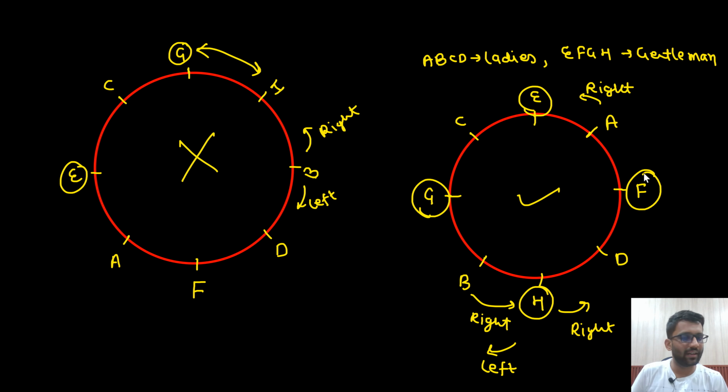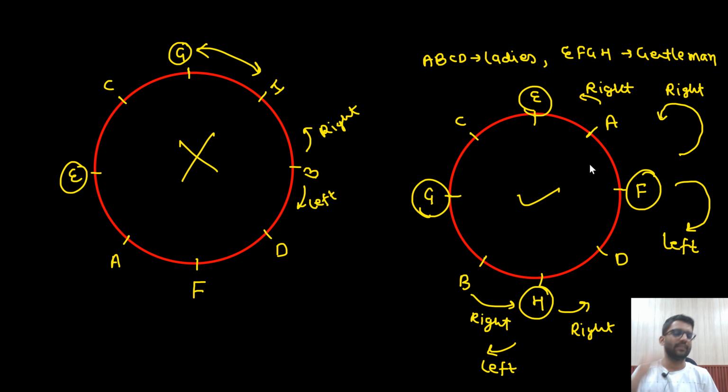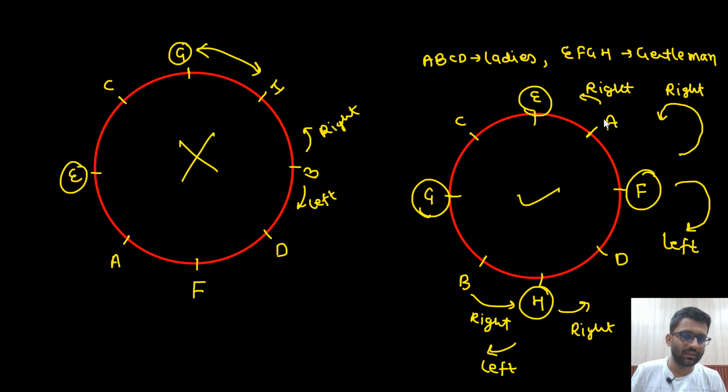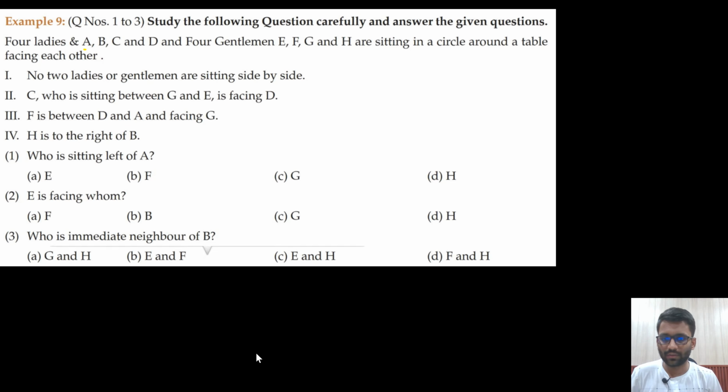At D, this will be right. At F, this will be right. So right is in this direction, and left is in this direction. That's it. So what they are saying, who is sitting left to A? This is right, this is left. So left to A, that is F. First one is F.